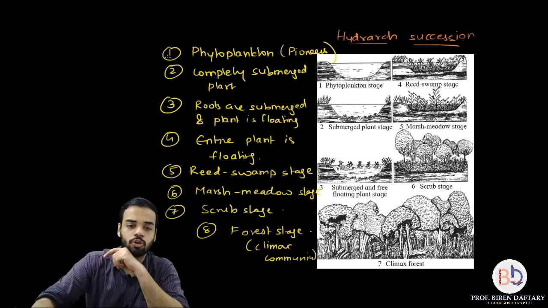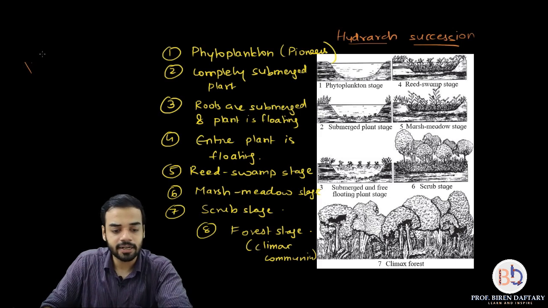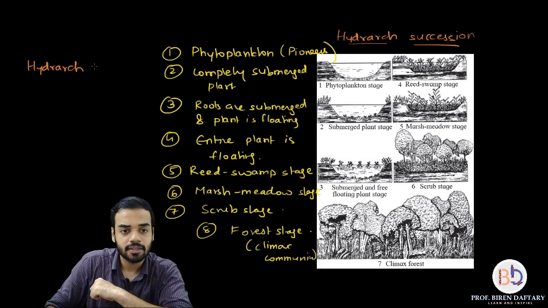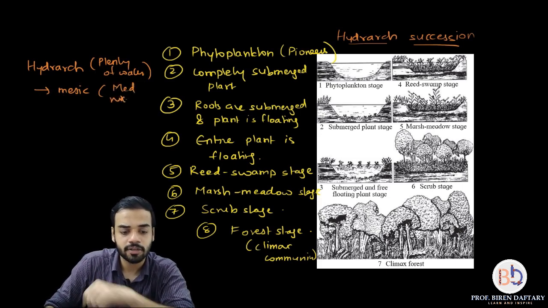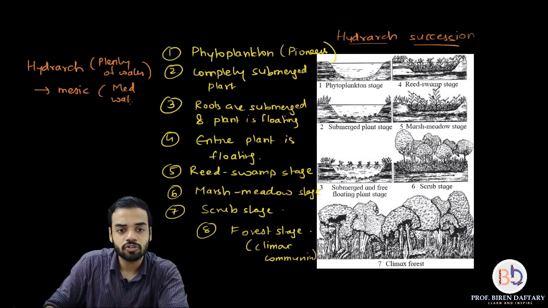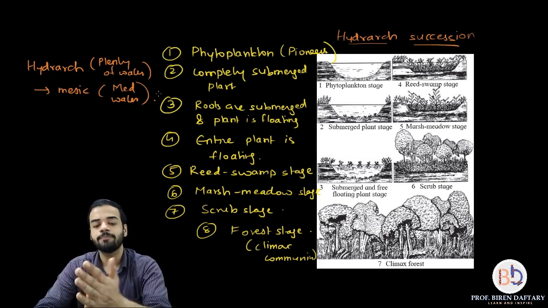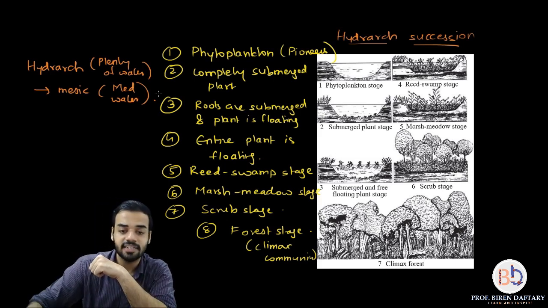Is this clear? So what do we have to remember in hydrarch succession? We have to remember that hydrarch conditions will be converted into mesic conditions, or plenty of surrounding water will be finally converted into medium surrounding water. Is this clear? Okay, so with that we have completed both the types of primary succession in the case of plants.